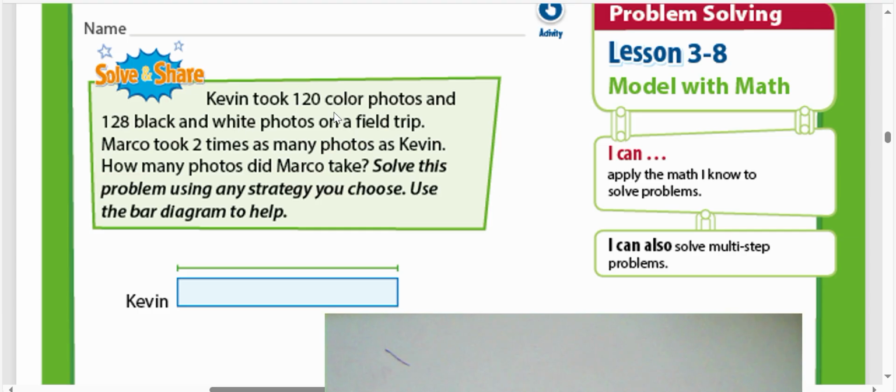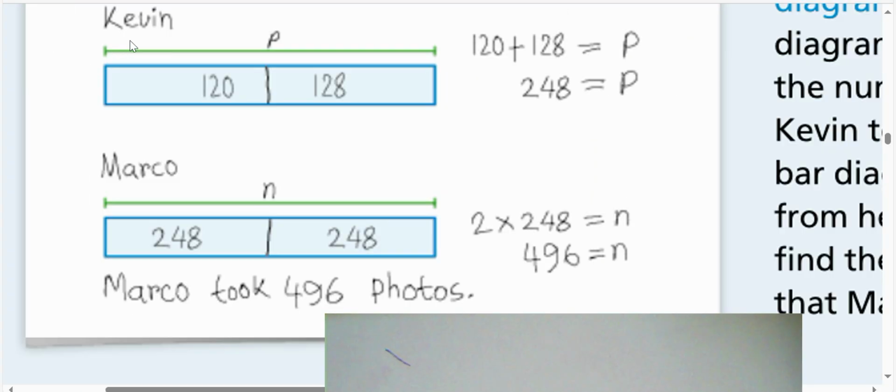Kevin took 120 color photos and 128, we can add together. Marco took twice as many photos as Kevin, so 2 times the sum of them. We can add 120 and 128 and then multiply the result by 2. You can use the method here of dividing a rectangle into parts, 120 and 128, and together they equal 248. Then we can multiply by 2 because the example says twice as many. We can write 2 times 248. The result will be 496.